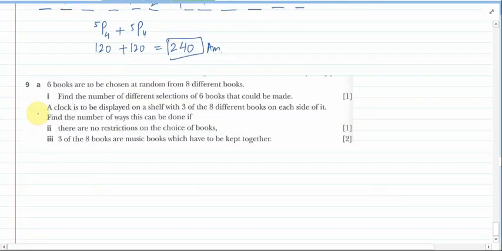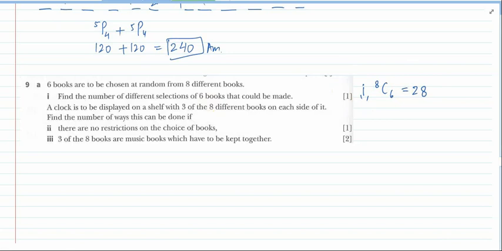It's question number 9 from the same exercise 10.5. Again, another past paper question. 6 books are to be chosen at random from 8 different books. Find the number of different selections of 6 books that could be made. Alright, so the first part is quite simple. We need to select 6 books out of 8. It's 8 combination 6, which gives you the value of 28. So that is your first part answer.